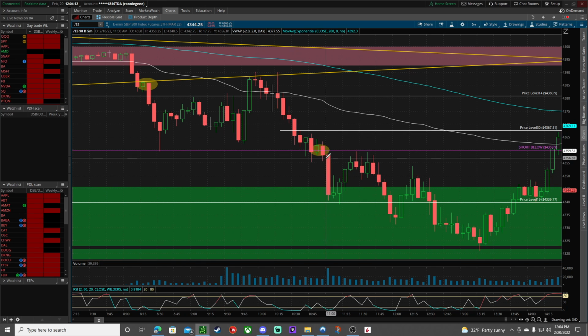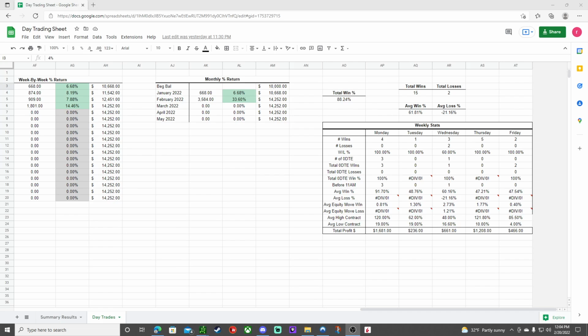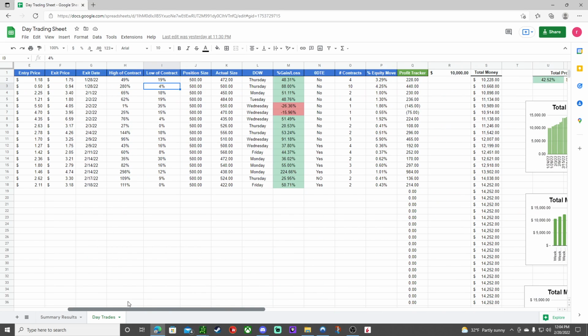You don't have to be greedy. You don't have to want a 150% trade, even though a lot of the trades go for that amount. You just want to get a nice scalp. 40% on $500 position sizing is not bad at all. I can't say that enough. Let's just go check it out one more time.